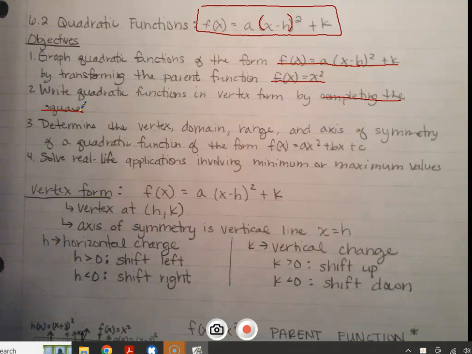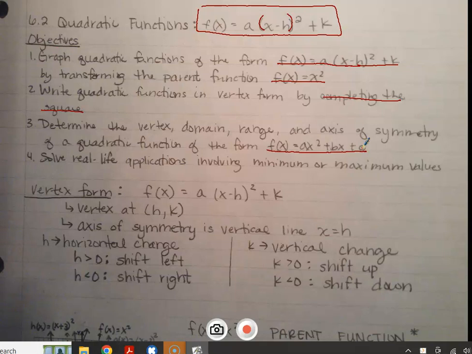Third, we're going to determine the vertex, domain, range, and axis of symmetry of a quadratic function of the form f of x equals ax squared plus bx plus c. And fourth, we're going to solve some real-life applications involving the minimum or maximum values. Quite a few things on the plate here. Tomorrow, we will probably do a review day with several worksheets covering 6.1 and 6.2, making sure we can convert from general quadratic form to vertex form as well.